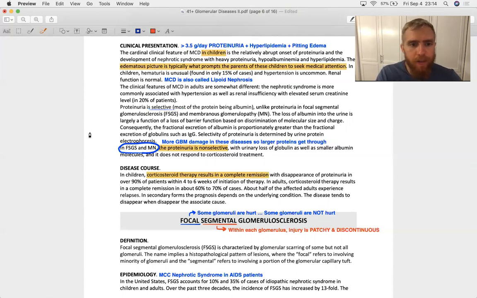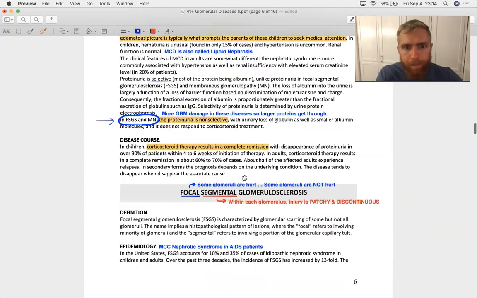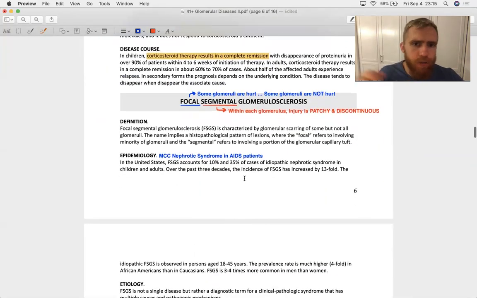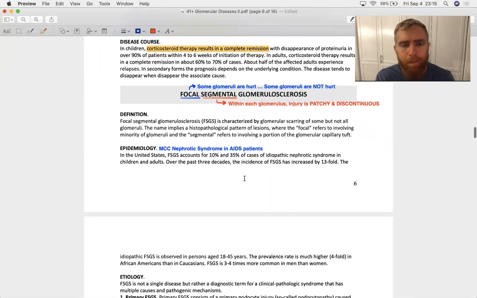And then the SDL mentions that in membranous nephropathy and in focal segmental glomerulosclerosis, the proteinuria is non-selective, which means that in these two diseases, you can infer that there's a higher degree of glomerular basement membrane damage, so larger proteins are going to be able to pass through those larger holes in the membrane. Corticosteroids, again, snap of the fingers, tends to be pretty good.